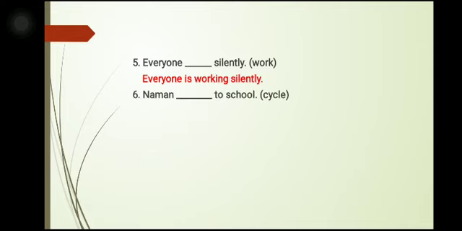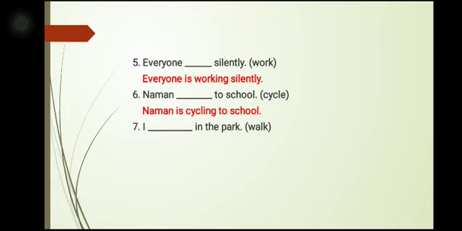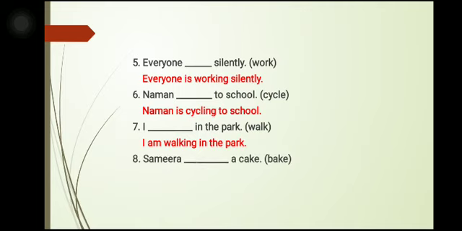Naman dash to school. Yes, very good. Naman is cycling to school. I dash in the park. You remember what do we have to use with I? Yes, we have to use am. So it would be I am walking in the park. Samira dash a cake. Yes, Samira is baking a cake. And we will remove E and put ing to make it baking.